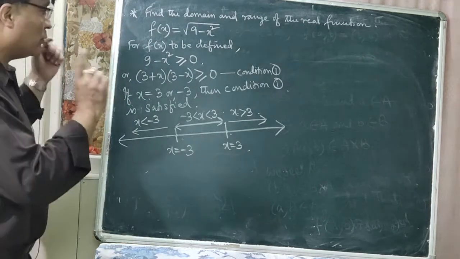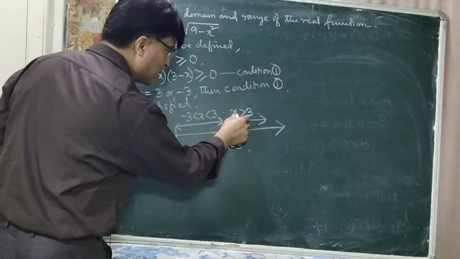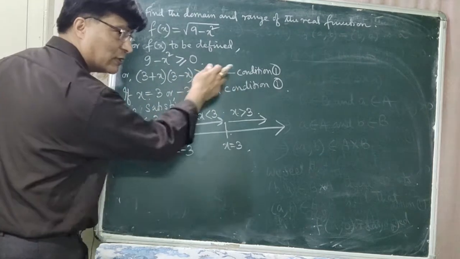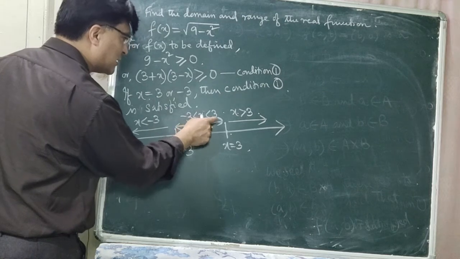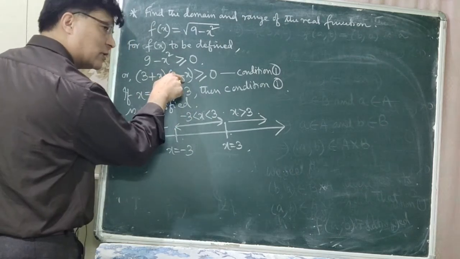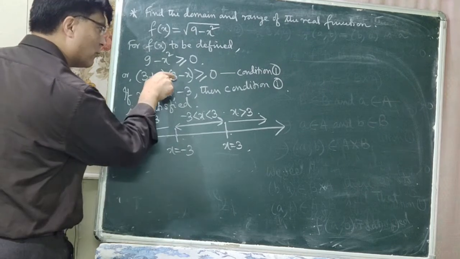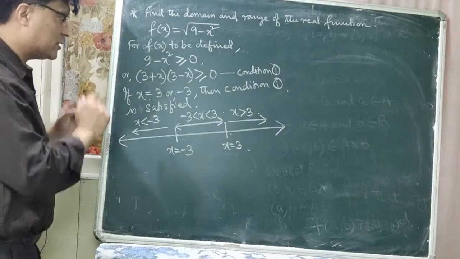Okay. Now here, x greater than 3. If x is greater than 3, you have to check whether condition 1 is satisfied or not. If minus 3 less than x less than 3, you have to check whether condition 1 is satisfied or not. If x is less than minus 3, you have to check whether this condition 1 is satisfied or not. Okay. So now let's check it.